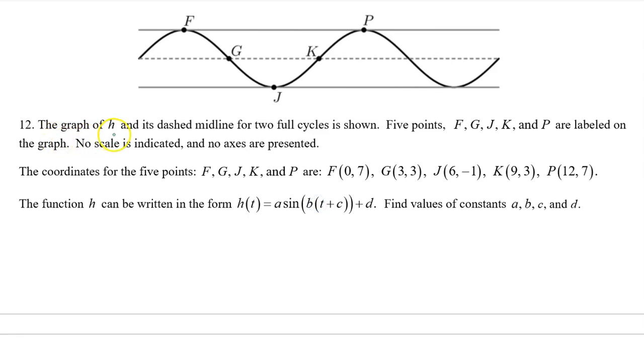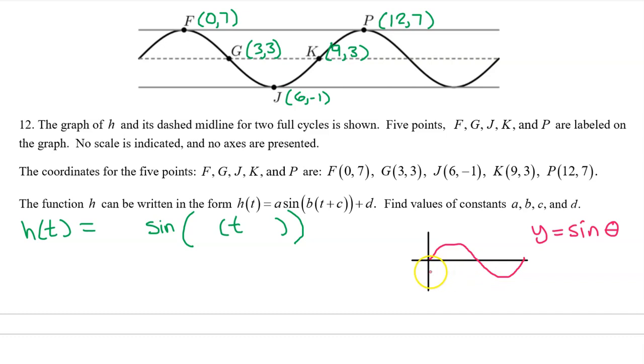Number 12. The graph of h and its dashed midline for 2 full cycles is shown. 5 points F, G, J, K, and P are labeled on the graph. No scale is indicated and no axes are presented. The coordinates for the 5 points F, G, J, K, and P are given here. The function h can be written in the form h of t equals a times the sine of b times t plus c, plus d. Find the values of the constants a, b, c, and d.